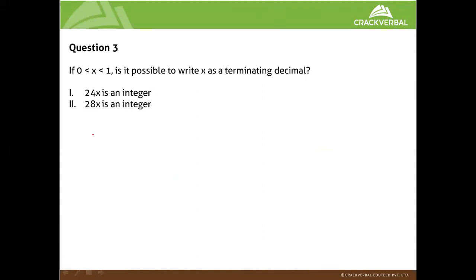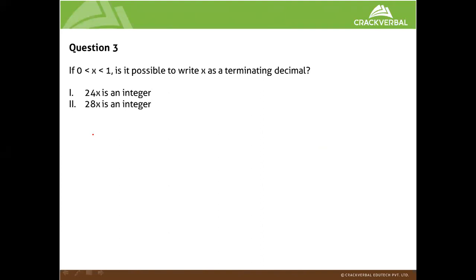Now, like I said, for a fraction or a number to be a terminating decimal, the denominator should consist of only twos, only fives, or only combinations of twos and fives. But if the denominator consists of anything other than 2 and 5, I can directly classify it as a non-terminating fraction.